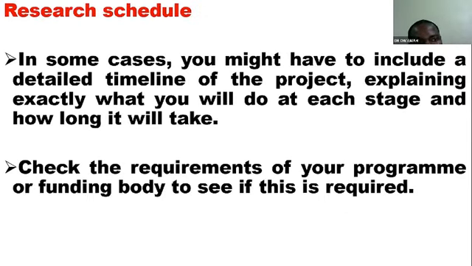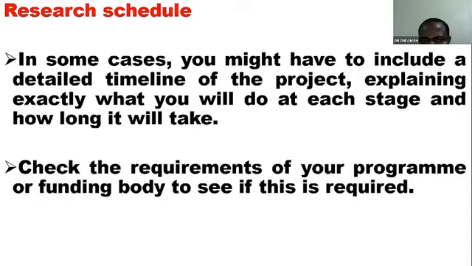Now, the next thing is your research schedule. In some cases, you might have to include a detailed timeline of the project, explaining exactly what you will do at each stage and how long it will take. Check the requirements of your program or funding body to see if this is required. If it is required, you must structure it to tally with the requirement. If your PhD is to last for 3 years, you must give us a research schedule that cannot last more than 3 years.